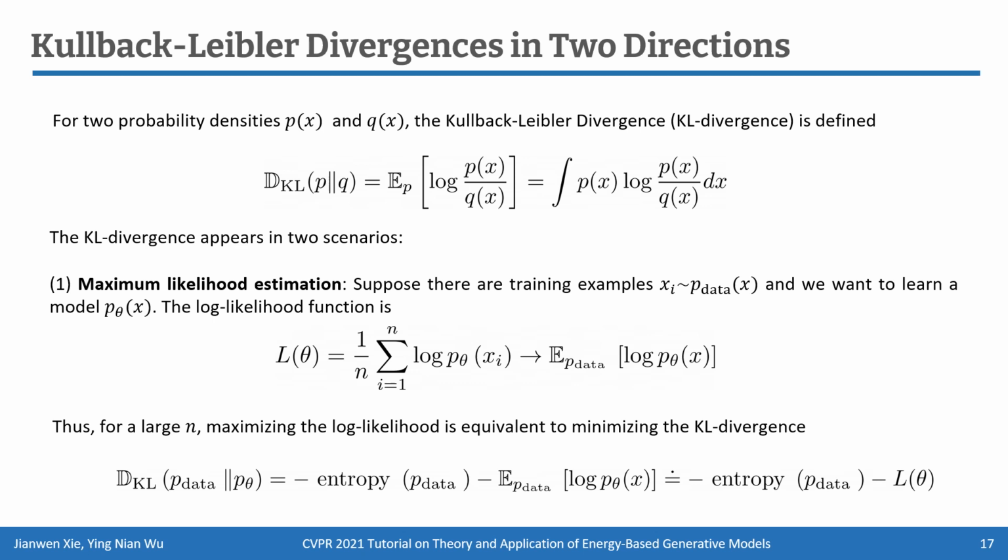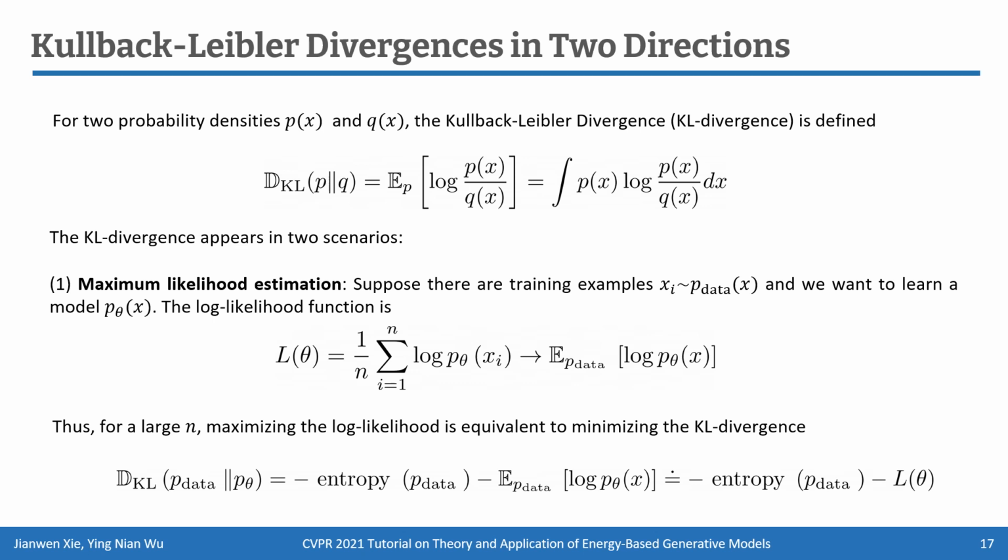Given the training examples X that are assumed to be sampled from an unknown data distribution P data, we want to learn a model P of X parameterized by theta from the data by maximum likelihood. For a large number of training examples, maximizing the likelihood is equivalent to minimizing the KL divergence between the data distribution and the model. The expectation under the data distribution can be approximated by averaging over the training examples.